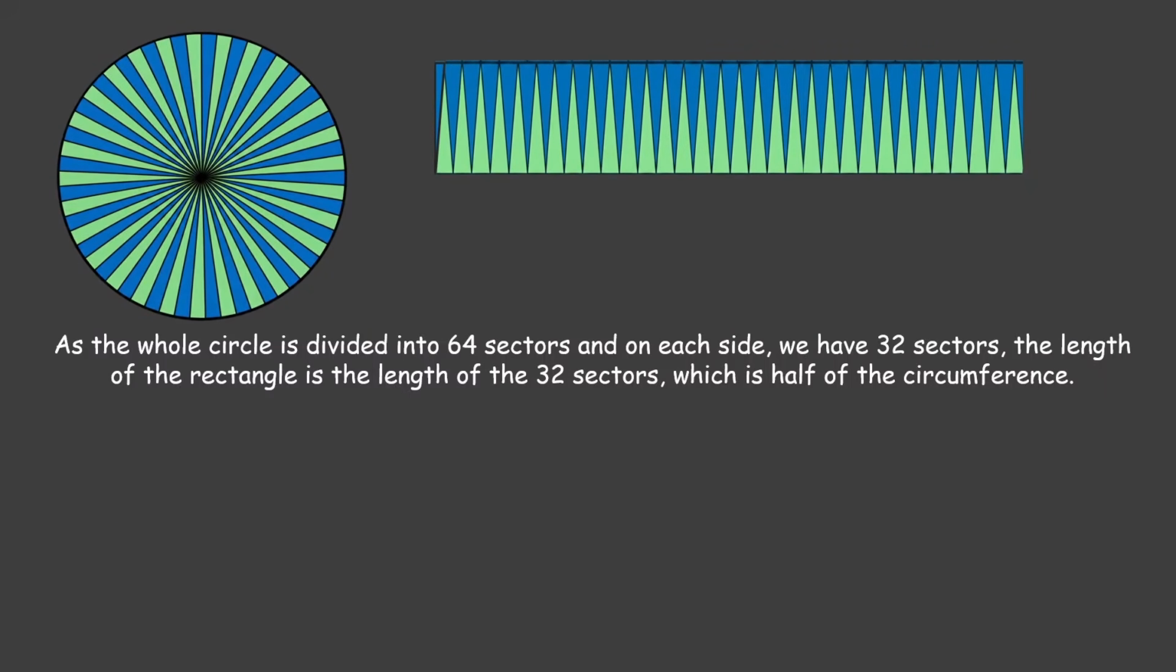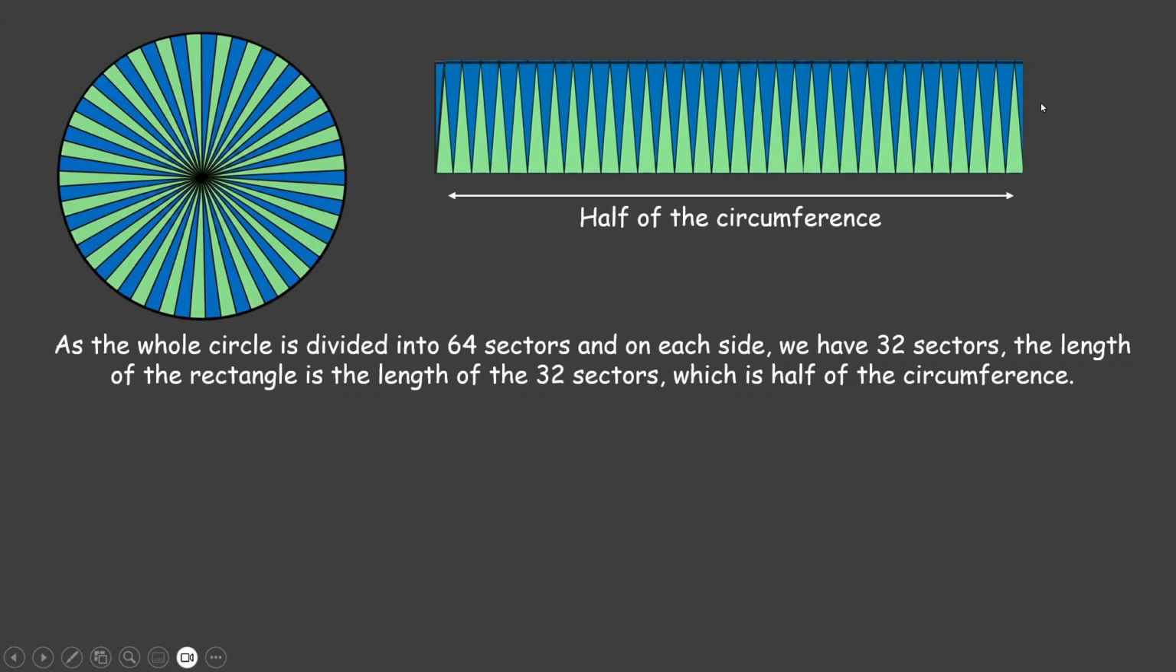Now, since this circle is divided into 64 sectors, on each side we have 32 sectors, 32 green ones and 32 blue ones. Therefore, the length of this rectangle is the length of 32 sectors. That is the length of these green sectors, which is actually half of the circumference of the circle. So, the length of the rectangle is half of the circumference of the circle. And the breadth of this rectangle is this, which is the radius of the circle.